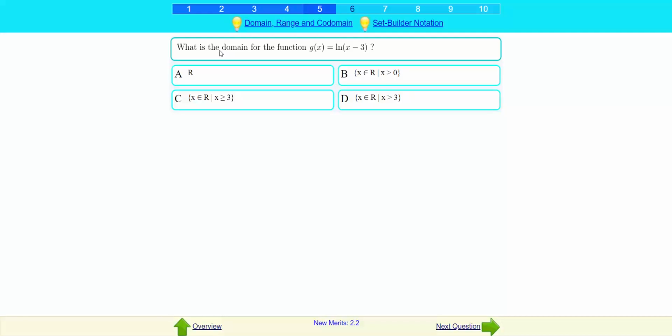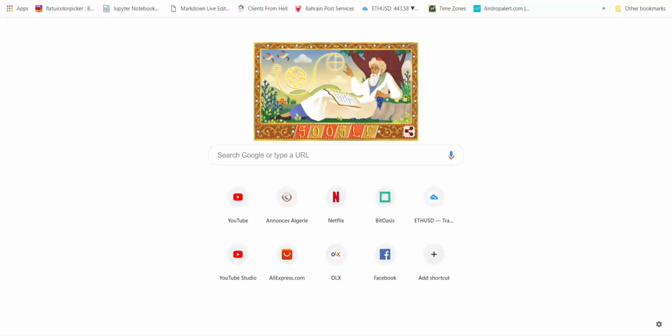What is the domain? So this is not a range, this is the domain for the function g of x equals ln of x minus 3. I'm not sure, ln should be greater than 0, I guess. Because, no, it should be greater than 3, because ln of 0, I'm not sure what that is. Ln of 0.